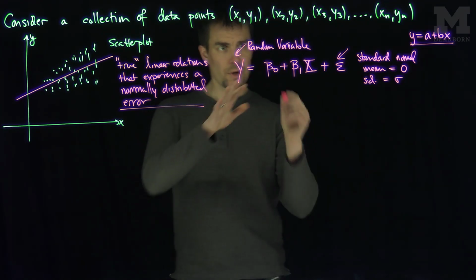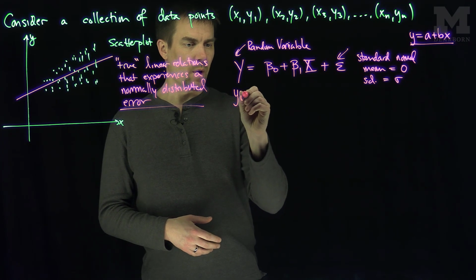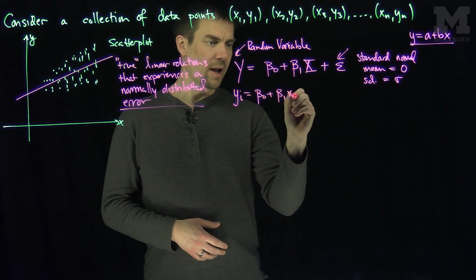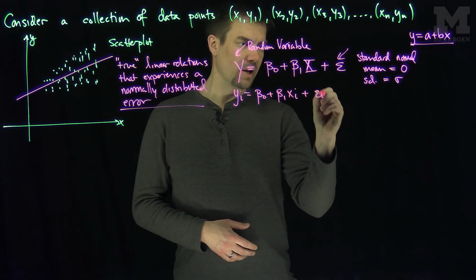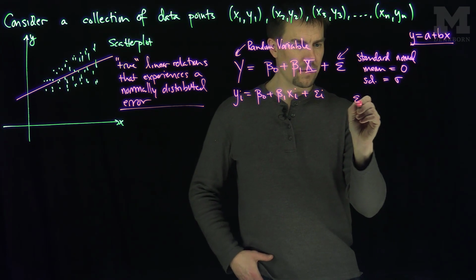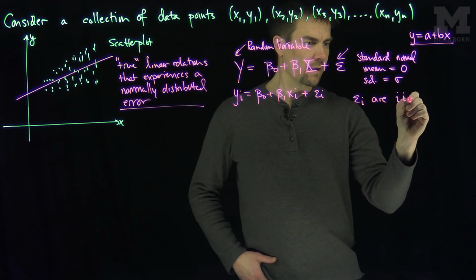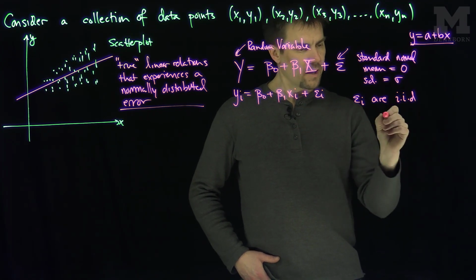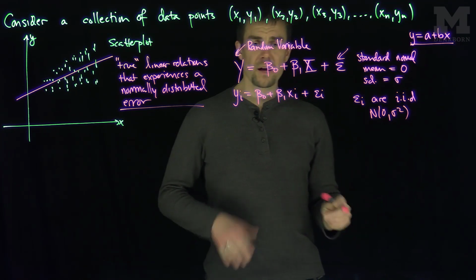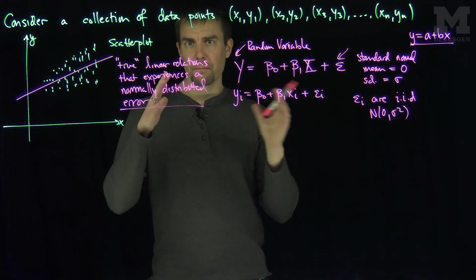And so what we can say then is we can use this to denote the fact that in some true sense yi is equal to beta 0 plus beta 1 xi plus epsilon i. And we're going to think of these epsilon i as random variables. So the epsilon i are identically distributed and independent, and normal with mean 0 and variance sigma squared. Now this is our true relationship with some error in our modeling.